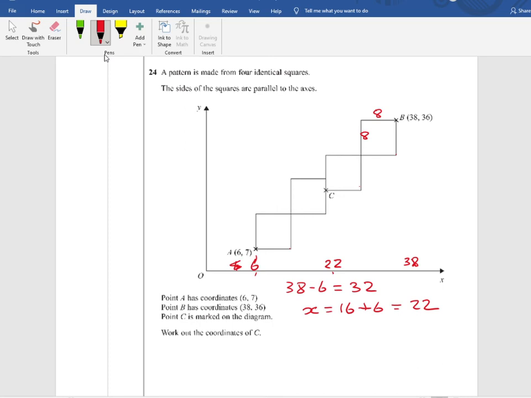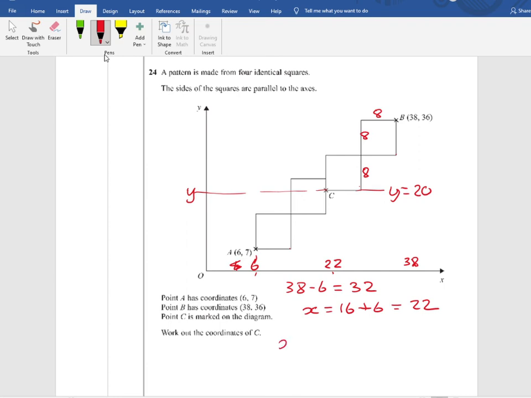How does that help us find the y coordinates? Oh, look, 8 and 8, and then that is the y coordinate there, isn't it? Yeah, that's the y coordinate. So the y is 36. Take away 2 8s, which is 16. So the y is equal to 20. Yeah, 16 from that is 20.